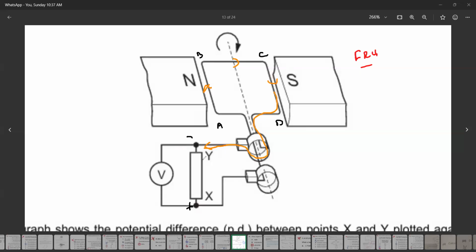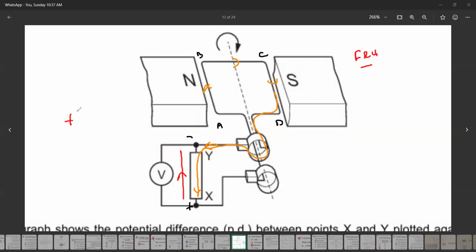So what it shows, according to this position, X should be positive, Y should be negative. But when the coil is rotating in this manner, the direction of the current is opposite to the original direction. Because the original direction of the current should be in this way. But when the coil is at this position, the direction of the current is the opposite way. So what is this voltage? This is a negative voltage.